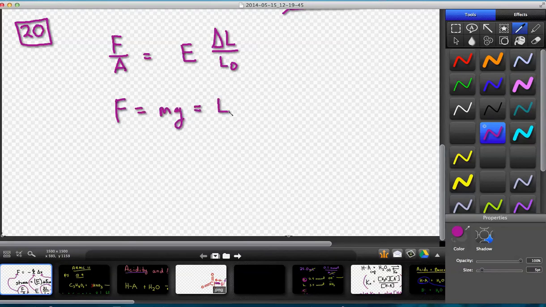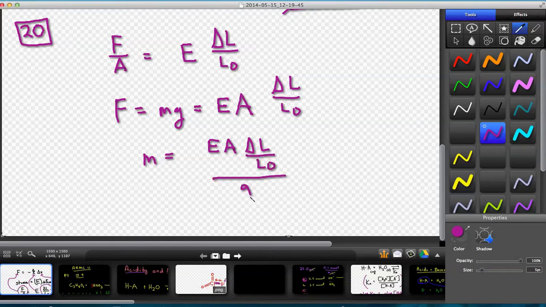Which is equal to E A delta L over L naught. Mass equals E A delta L over L naught, and all of that is divided by G.